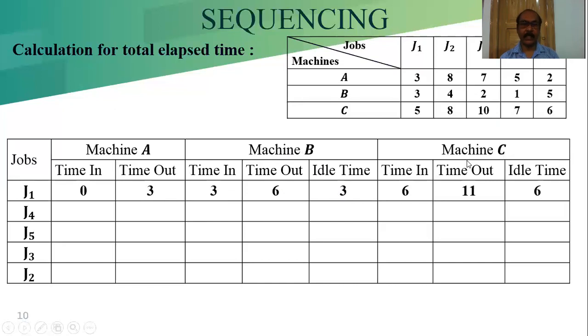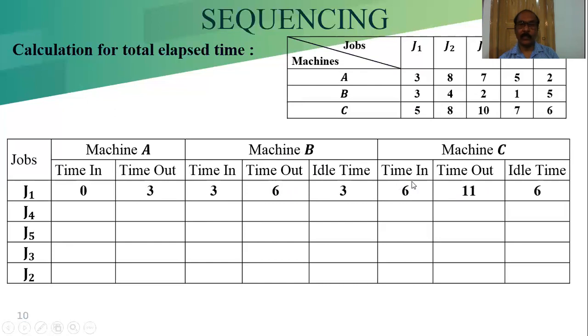Now for machine C, as soon as the job passes through machine B, time out is 6. So it starts in the 6th hour. That means time in is the 6th hour on machine C, and the execution time is 5 hours. So 6 plus 5 is the 11th hour. So the job will be complete on machine C in the 11th hour.